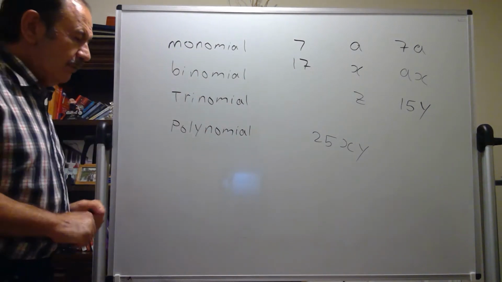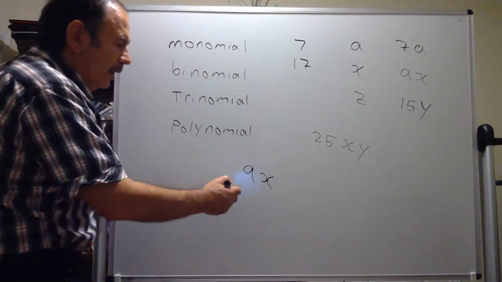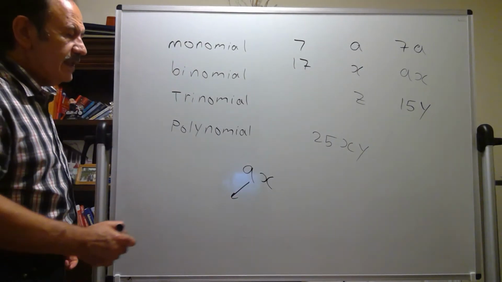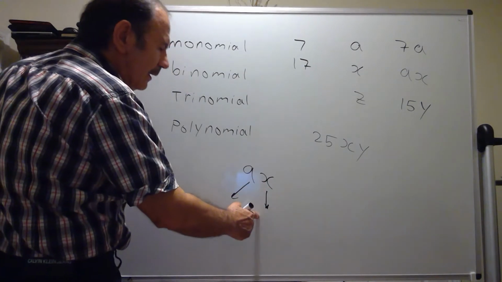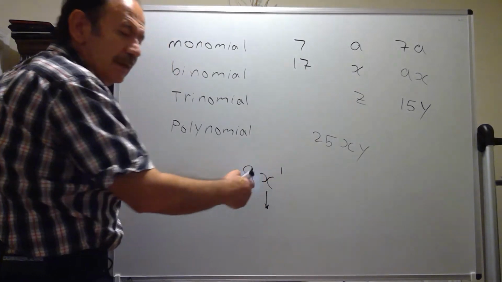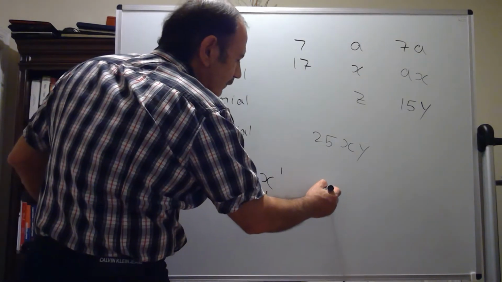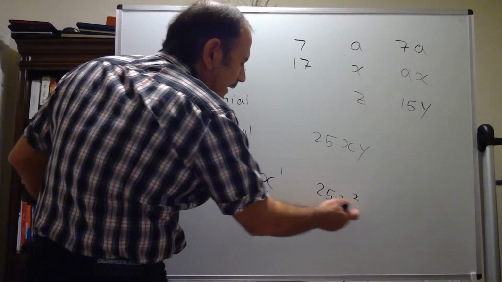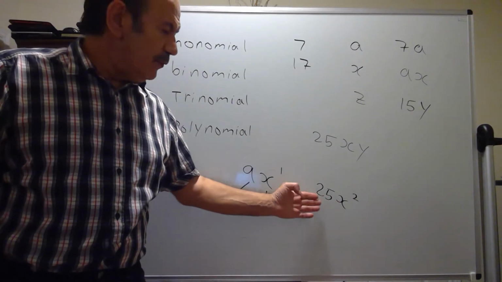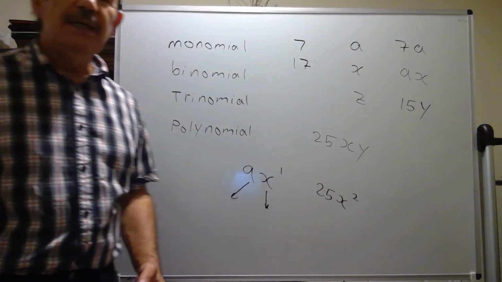When we are talking about the monomial, as an example, 9x, the name of 9 is coefficient, the name of x is variable, the exponent of x is 1. When a variable doesn't have an exponent, it means the exponent is 1. Or let's say 25x squared, again is a monomial. The name of 25 is coefficient, x is variable, and 2 is exponent.